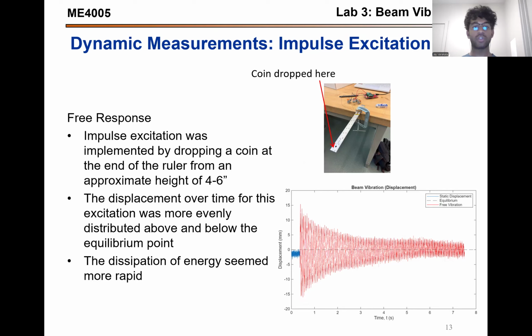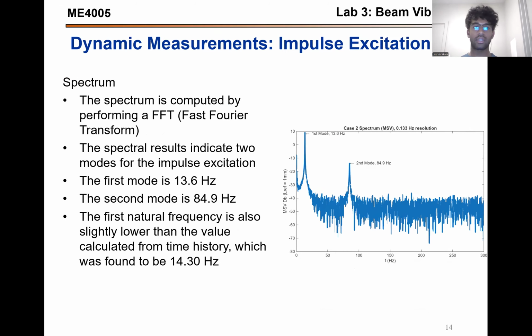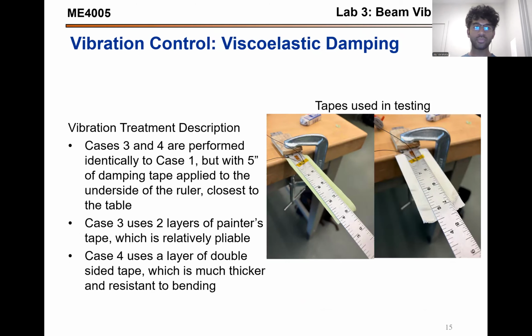The displacement over time for this response was much more evenly distributed for positive and negative displacement, and the dissipation of energy was also more rapid. Spectrum analysis on this data indicates that there are two modes. The first mode natural frequency being at 13.6 hertz, and the second mode natural frequency being at 84.9 hertz. And the first natural frequency is also slightly lower than the value calculated from time history, which was found to be about 14.3 hertz.